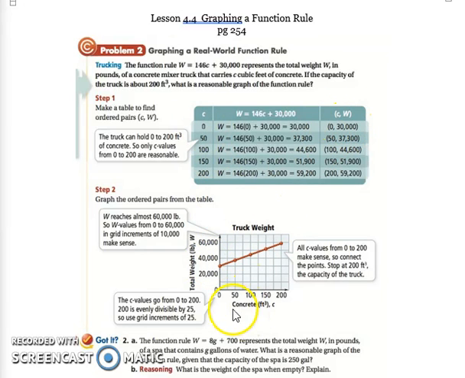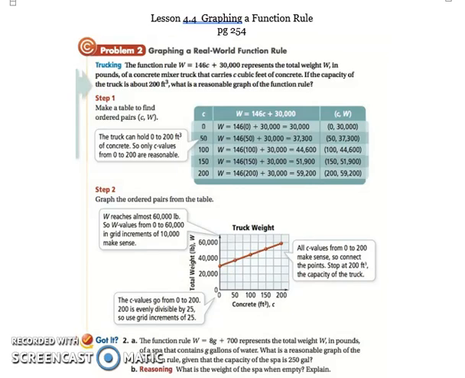And so our first point is 0, 30,000. Then 50, 37,300, which is just under 40,000. And then 100, 44,600, which is between 40 and 50. And then 150 was 51,900, which is just over 50. And then 200 was 59,200, which is just under 60. Okay.